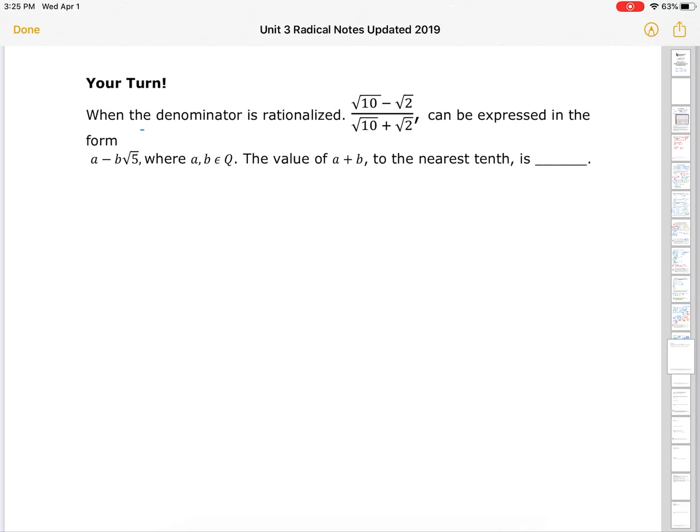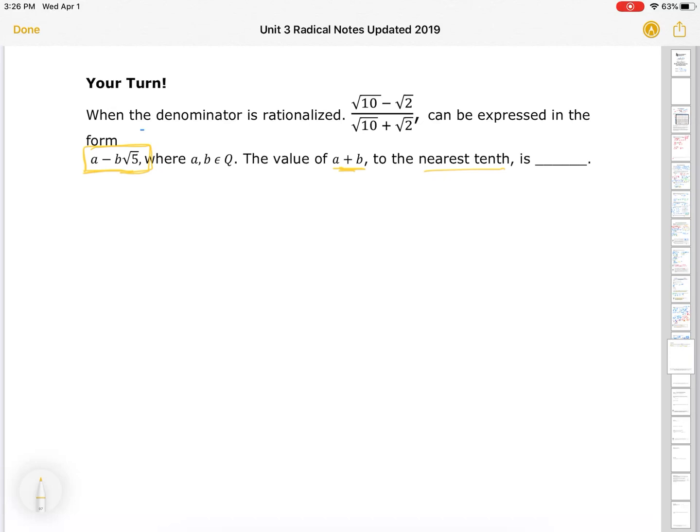When the denominator is rationalized for this question, root 10 minus root 2 over root 10 plus root 2, the answer can be expressed in the form a minus b root 5, where a and b are rational, and the value of a plus b to the nearest 10th is. So first we have to rationalize the denominator so we can get it into this form. Then we'll find a value for a and b, and when we have those values, we can add them together to solve our problem, okay? And it says to the nearest 10th, so you know to do that.